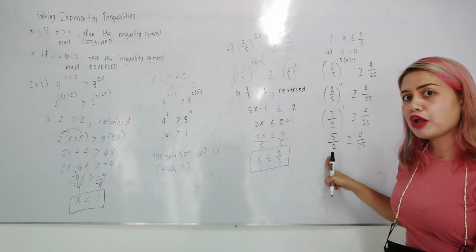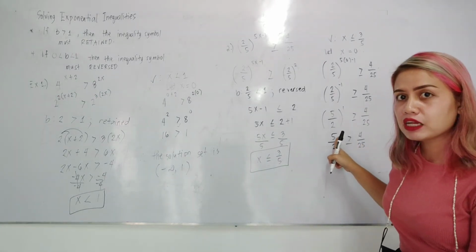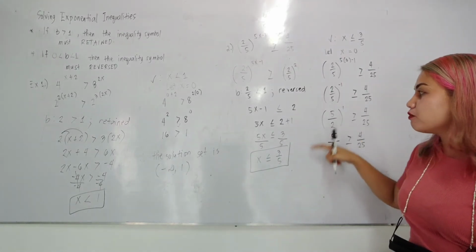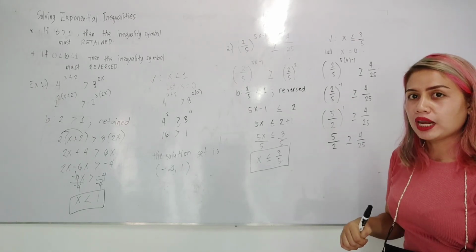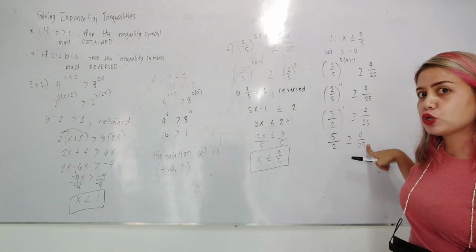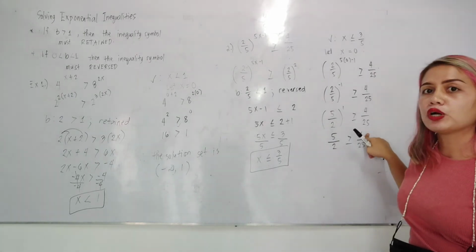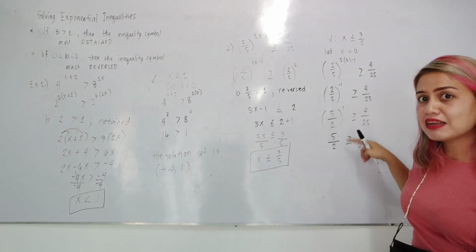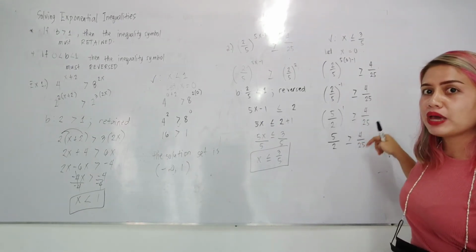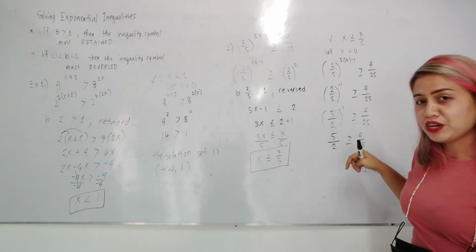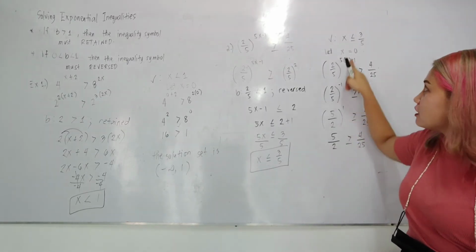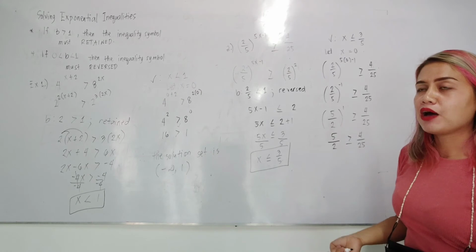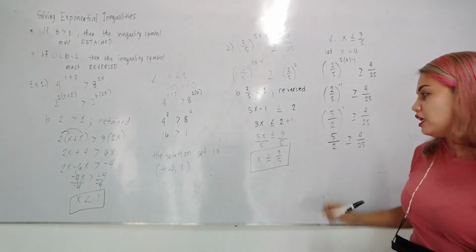Remember, on our first fraction, the numerator is greater compared to our denominator. It means that the value of this is greater than 1. And on the other side, our numerator is less compared to our denominator. Then it means that the value of this fraction is always less than 1. Do you have any questions? So it means x less than or equal to 3 over 5 is satisfied to our given exponential inequality.